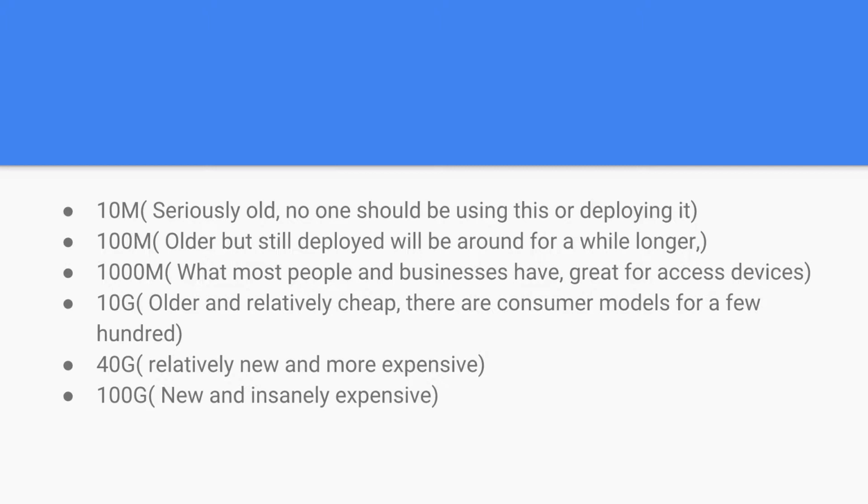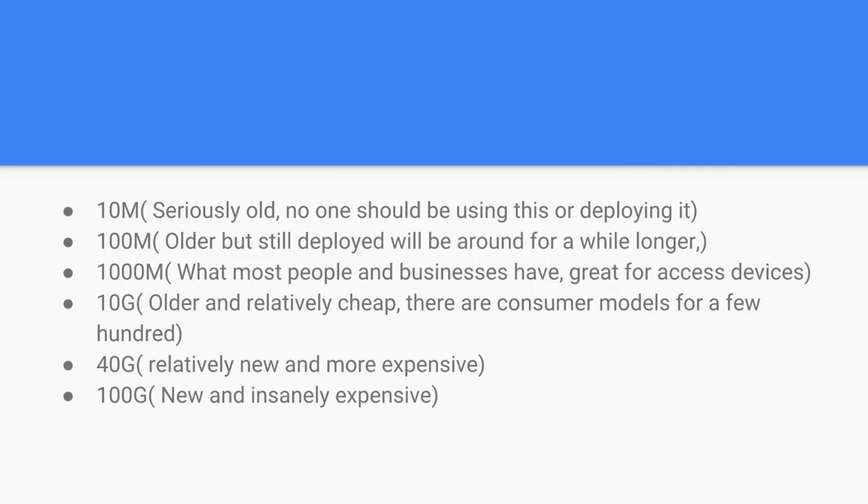Then there is the 100 megabit Ethernet, which was pretty popular in the late 90s, early 2000s. It's also known as fast Ethernet. So if you ever look at a switch and it says fast Ethernet, this is what they're talking about, 100 megabit. Now, the more common and more modern speed is what we call gigabit Ethernet, or 1000 megabit connection.